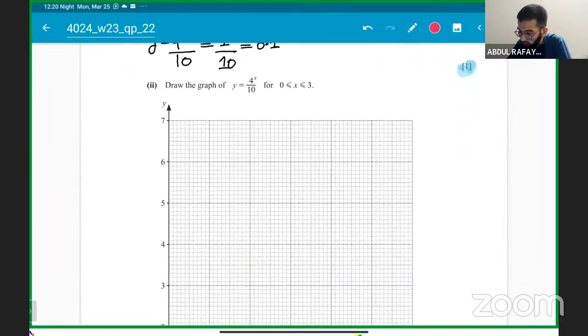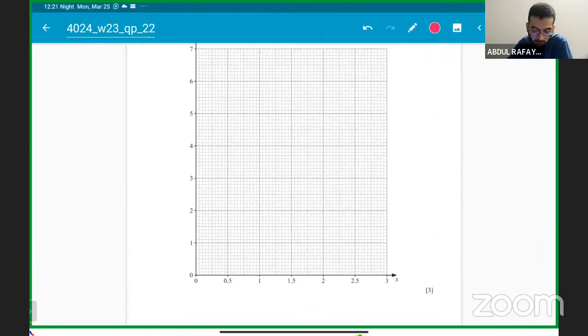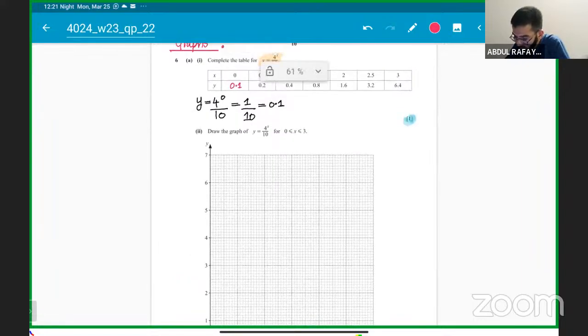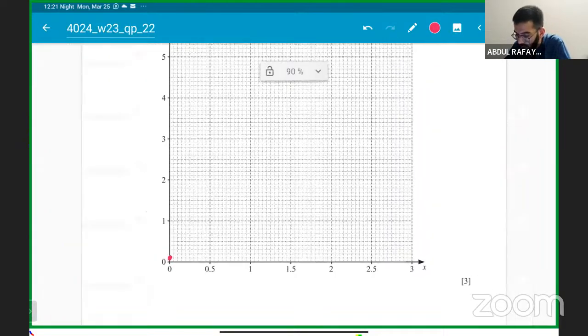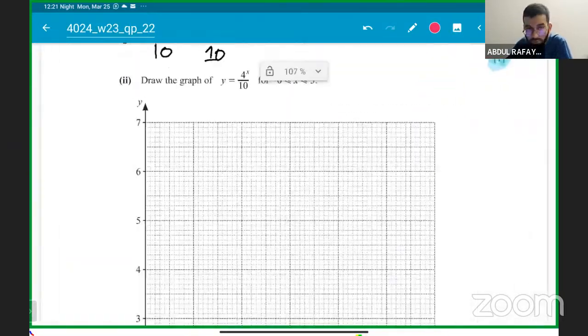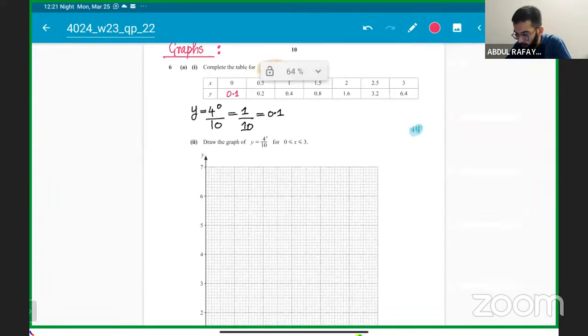Then we have to draw the graph for 0 till 3. So let's try to put the values and get the answers correct. When x is 0, y is 0.1, so it should be this value. Make sure to first try to read the graph. Every box is 0.1 units. Students, every box is 0.1 units.